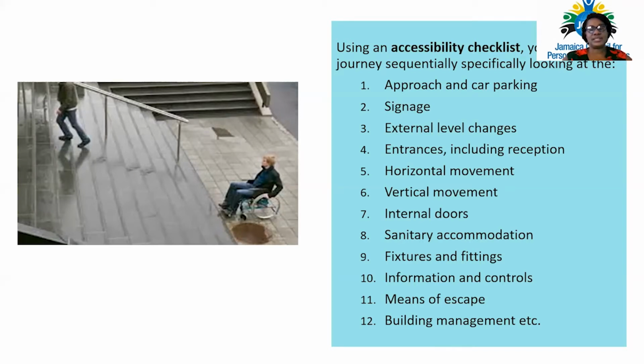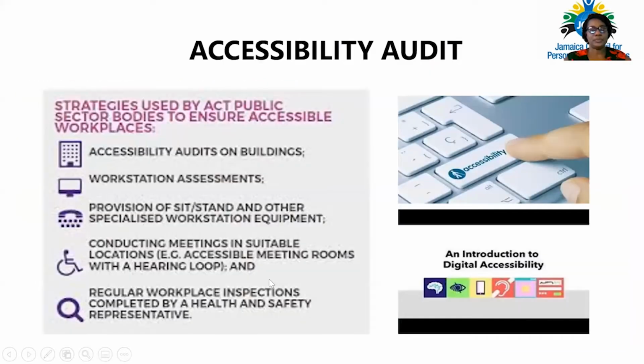It considers entrances, including your reception area, horizontal movement, vertical movement, your internal doors, your sanitary accommodations, fixtures and fittings, information and controls, means of escape, building management, etc. It also speaks to website development to ensure that it is inclusive. Of course, as I said earlier, there are accessibility audits that will be provided by the new Council for Persons with Disabilities so that employers can be assured that their space is safe.